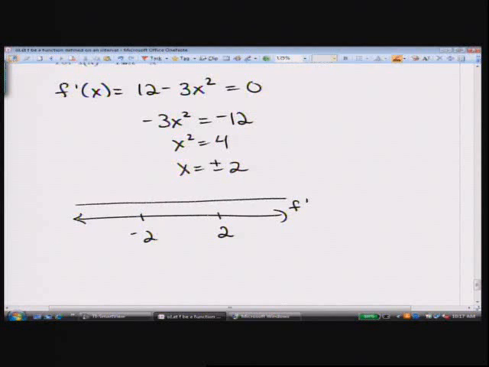If I pick a number between negative 2 and 2, like 0, I plug it in there, I get positives. If I pick a number to the right of 2 and I plug it in there, will I get positives or negatives? And to the left of negative 2? Careful. Left of negative 2, like negative 4, it's still going to be negative, right? Because you square that. All right. So we are decreasing and then increasing and then decreasing. So we have a min and a max.